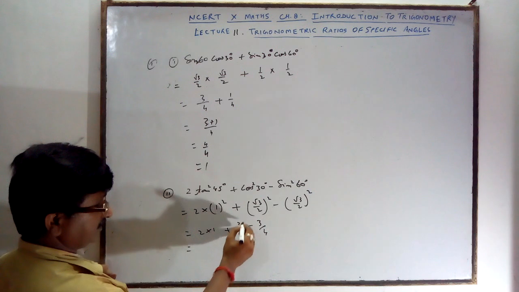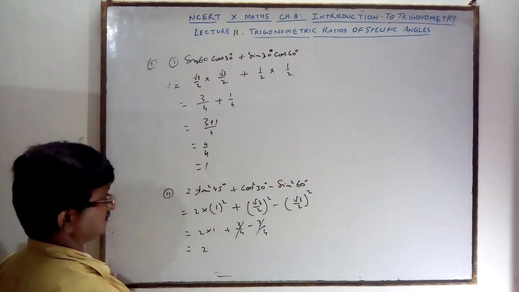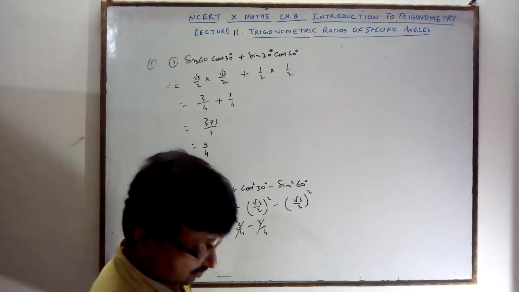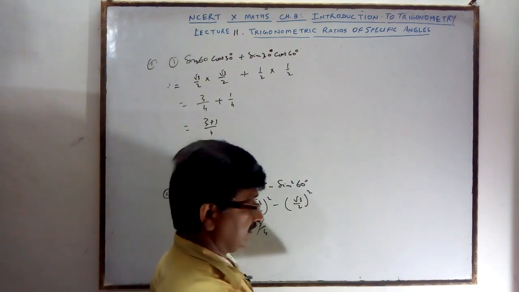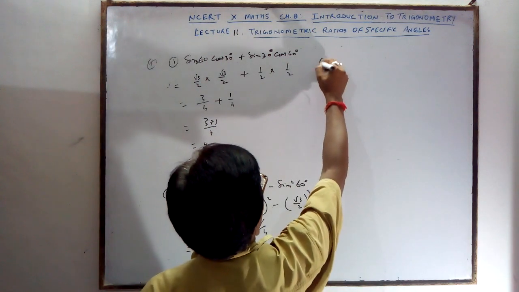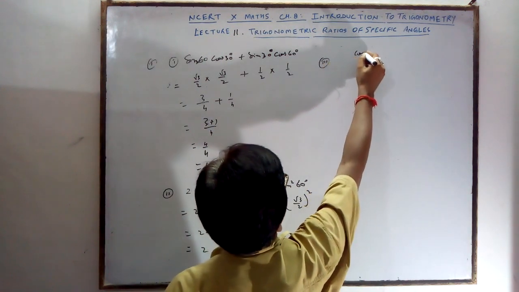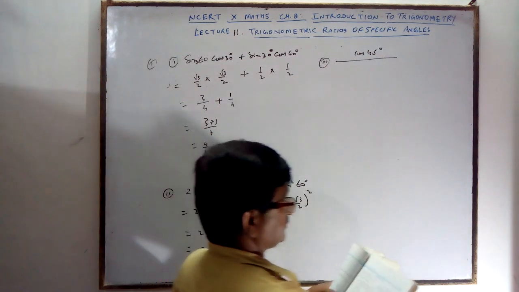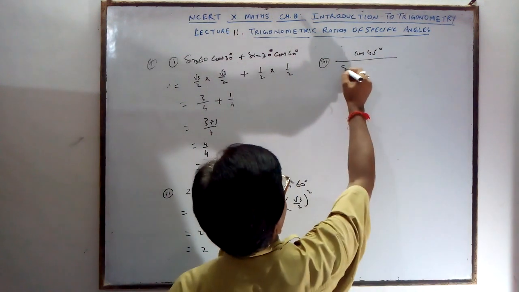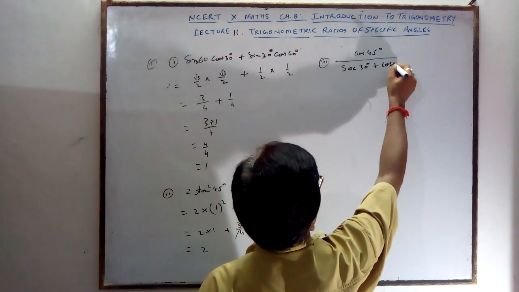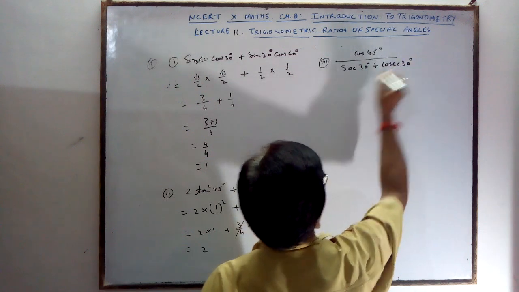Then what are you getting? These two will be cancelled. Your answer is 2. Third part you will get: cos 45 degree upon sec 30 degree plus cosec 30 degree.